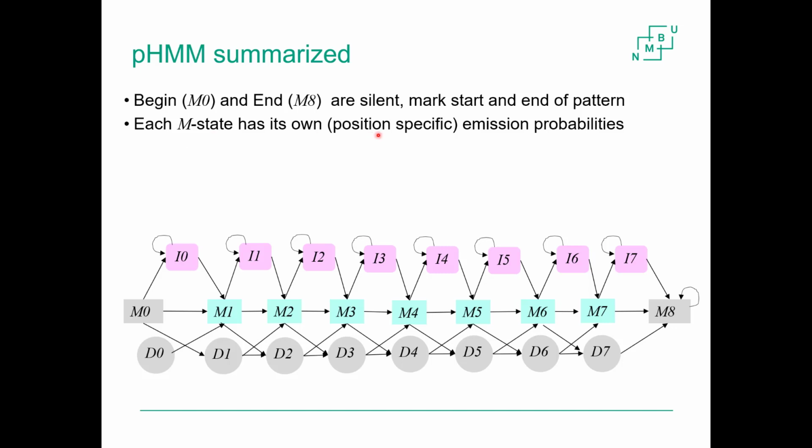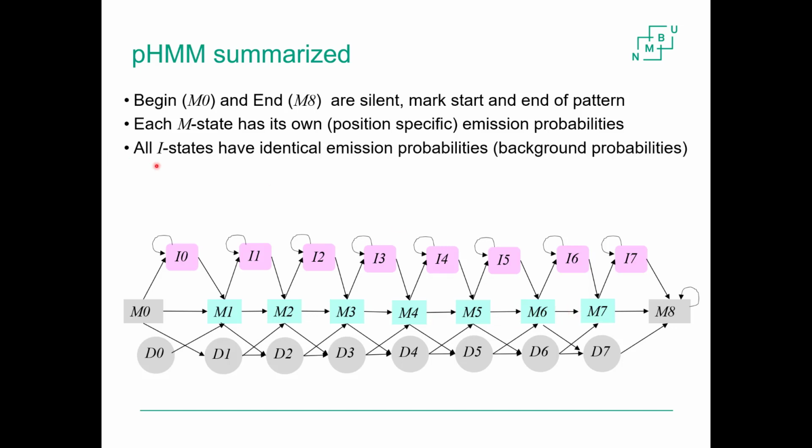Each M state has its own position-specific emission probabilities. So that's the profile probabilities that we saw. Behind each of these blue ones, there is a new column in that profile. All the insert states have identical emission probabilities. So they are not specific: whether you are in I1 or I2 or I3 or I7, they all produce symbols with exactly the same probabilities. Because these are just some extras. If it had been position specific, it should have been a match state instead.